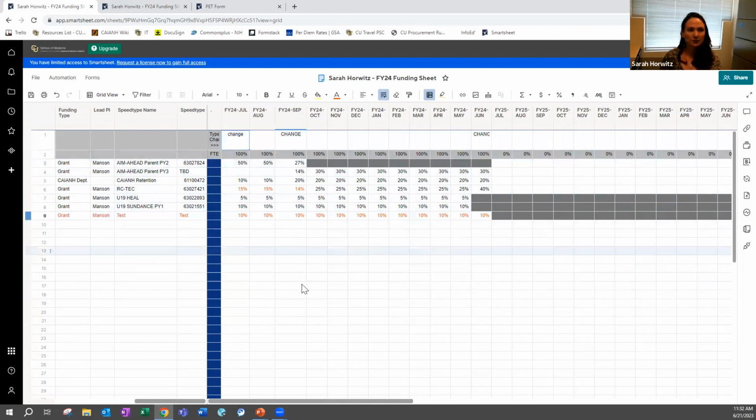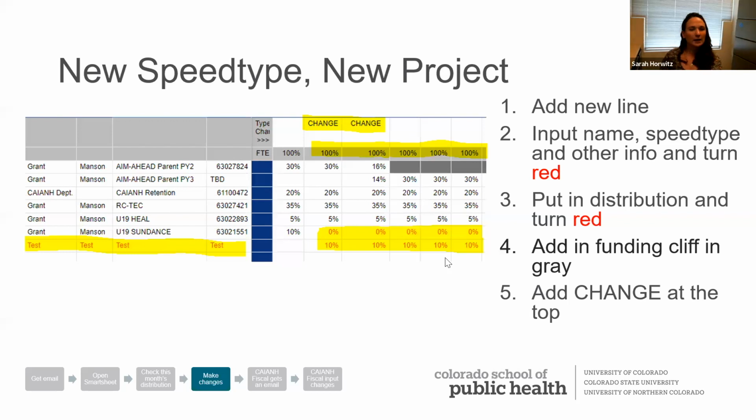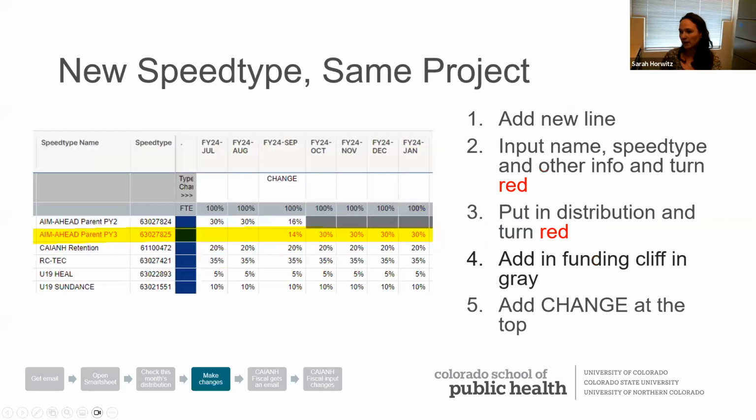So that's our next one. Hopefully so far we're all following. The next scenario is that we have a new speed type, same project. This is what I started to explain with, for example, AIM Ahead, which I know each year gets a new speed type. So I want to make sure that I mark that.